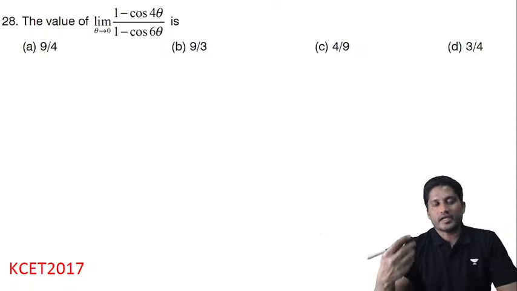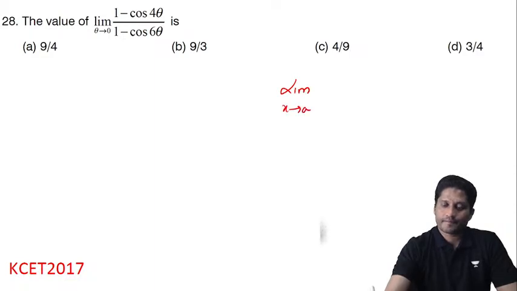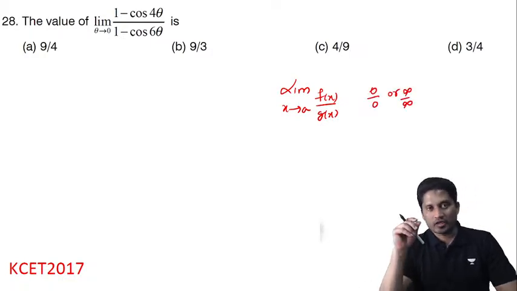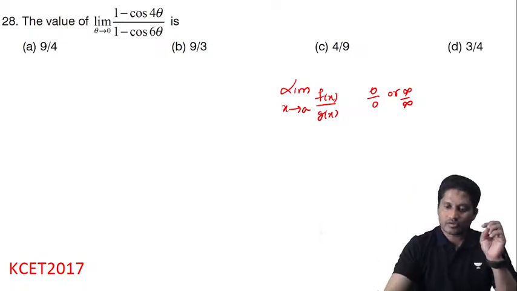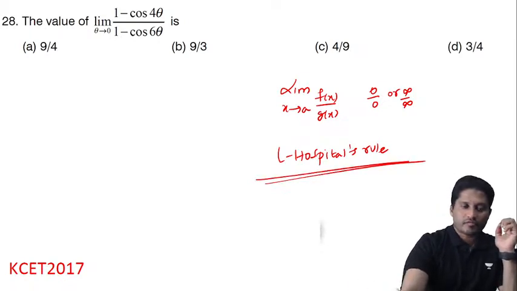Whenever we have done this before, whenever evaluate the limit x tending to A, f of x upon g of x. This fellow is of the form 0 by 0 or infinity by infinity. Then you have to differentiate the numerator and denominator separately. That is called L'Hopital's rule. Okay, don't read this as L'Hopital's rule. It should be read as L'Hopital's rule. H and S is silent. This is L'Hopital's rule. So this is 0 by 0 form.